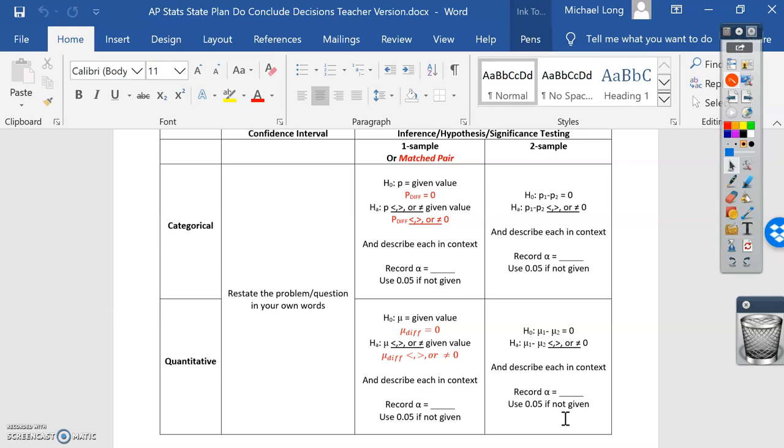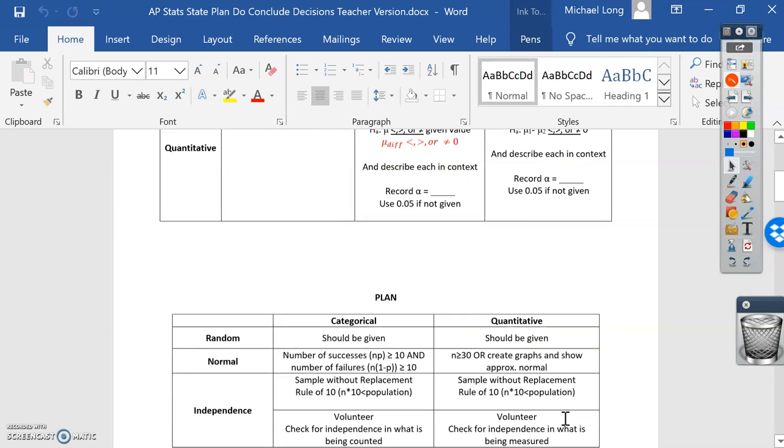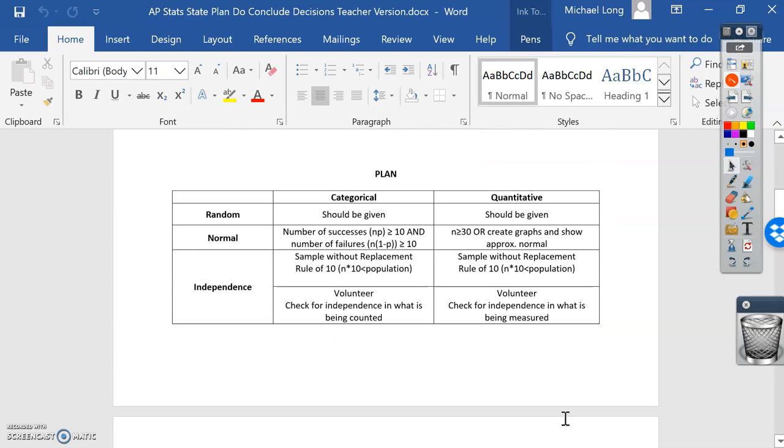We use 0.05. Okay, now we're going to go to the plan section, which thankfully is exactly the same for hypothesis testing as it was for confidence intervals. We still have our three categories: random, normal, independent. And depending on whether it's categorical or quantitative, we do these three tests. For quantitative, we look for randomness, we use the central limit theorem, n greater than or equal to 30, and we use the rule of 10. But this particular situation, as we noted already, was categorical, so we're going to look for randomness, we're going to check the number of successes and number of failures, and we're going to do that rule of 10.